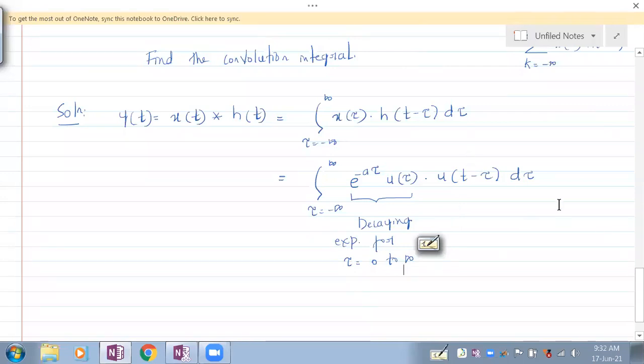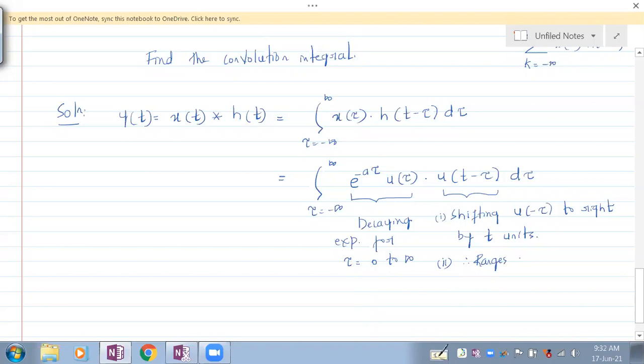And what is this? One way of talking about it is shifting u of minus tau to the right by t units. So therefore the range is what? Range of this is, anybody? Can you talk about the range of this? Therefore, ranges from where to where? Anybody?